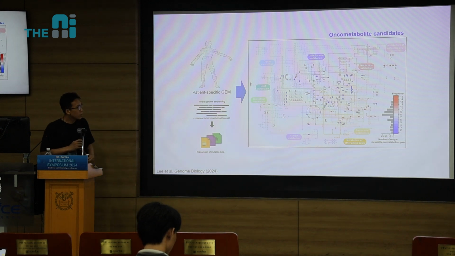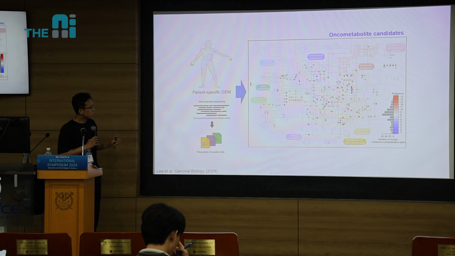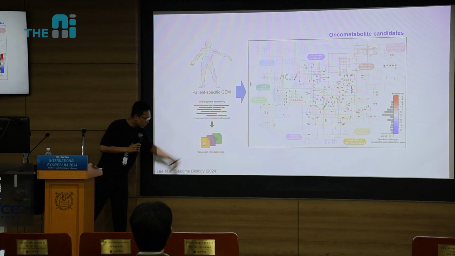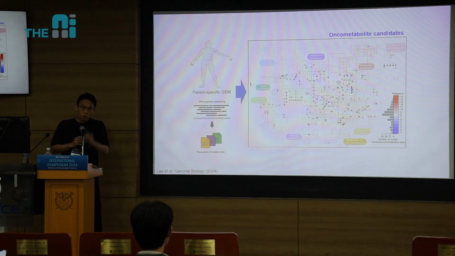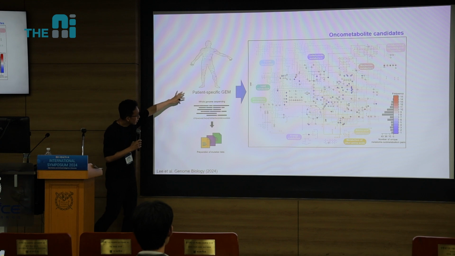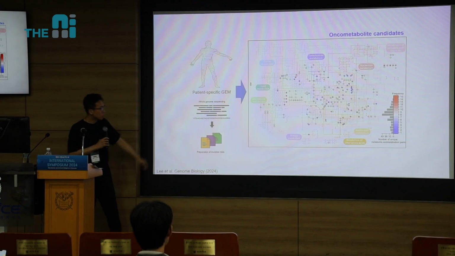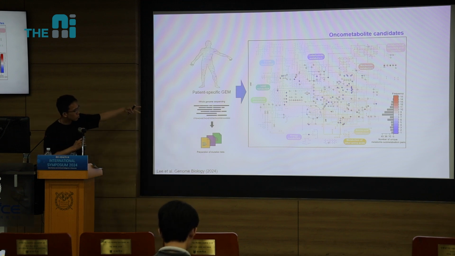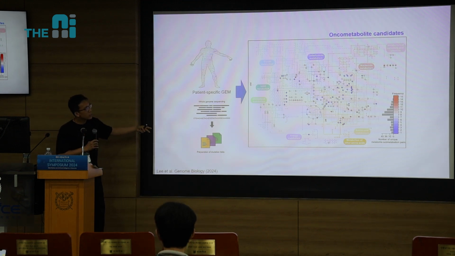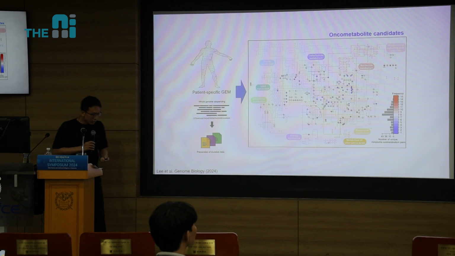For input data, we require 2 things. One is the mutation data from cancer patients, and the other is the RNA sequencing data. As I will elaborate in a later slide, we can build cancer patient-specific metabolic models by using patient-specific RNA sequencing data. So these are the 2 input data that we need to predict oncometabolite candidates.